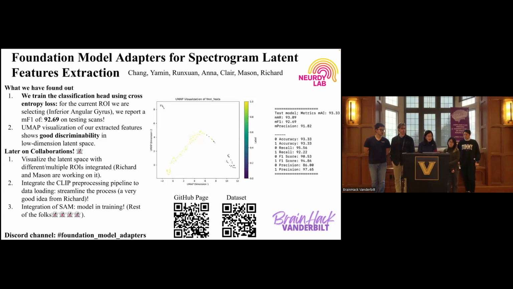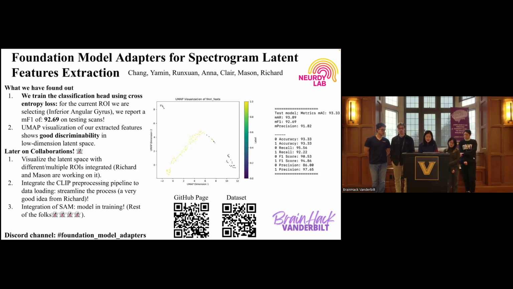What we have found out is that for a CLIP adapter model, we trained a classification head using cross entropy loss. For the current ROI we are selecting, we have an average F1 score of over 90% on testing scans. For the UMAP visualization on the right side of the screen, you can see the yellow dots represent the alert fMRI hidden features, and the purple ones are the drowsy hidden features.